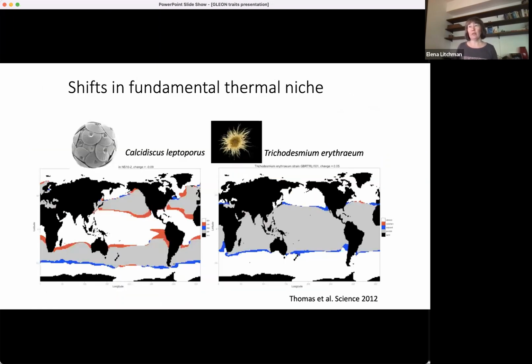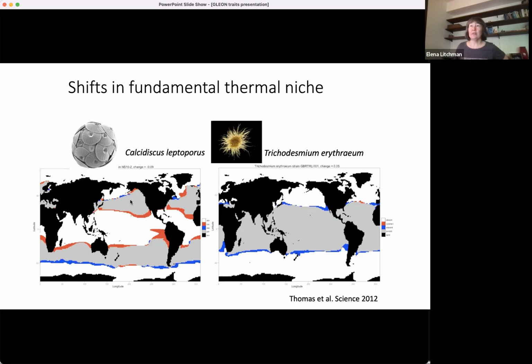And so here are the examples for two species. One species is a temperate species, a coccolithophorid, and another species is a tropical species, a nitrogen fixer, Trichodesmium erythraeum. And so in gray are the present day niches. In red, we show how niches would shrink in the future. And in blue, we show how niches would expand.